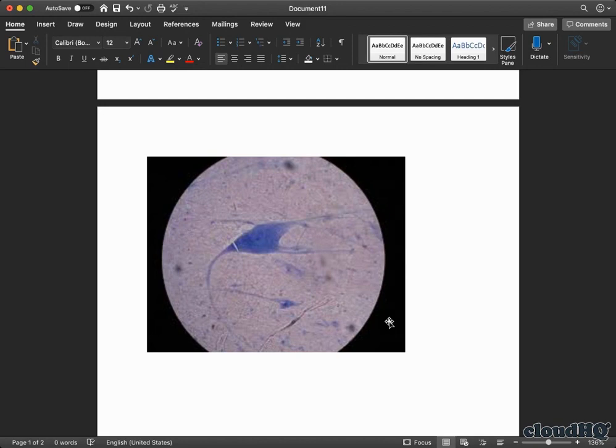But again, we have a clear example of a multipolar neuron, the soma, we have dendrites extending, and then this large, very thick axon coming off, okay? And that is how you identify the structures of a multipolar neuron.